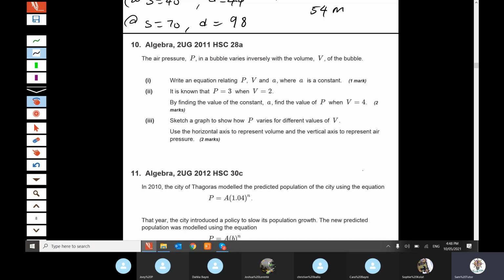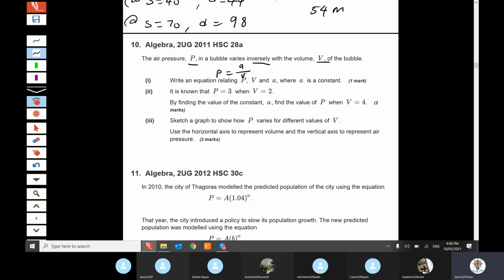All right. The air pressure, P, in a bubble varies inversely with the volume. Write an equation related. We already know that. But it says using A. So this time we're going to write P equals A on V. Did you say P equals V? Right, that's double A. The question is double A, don't mix it up. P equals A over V.